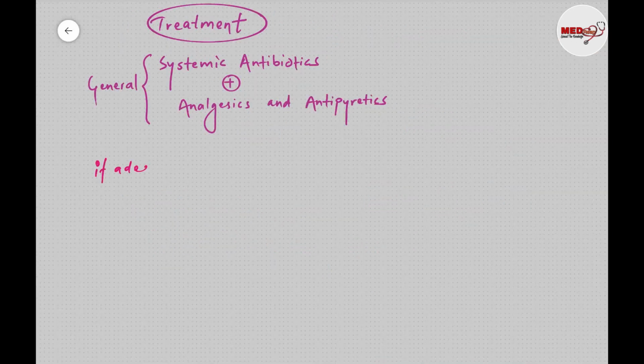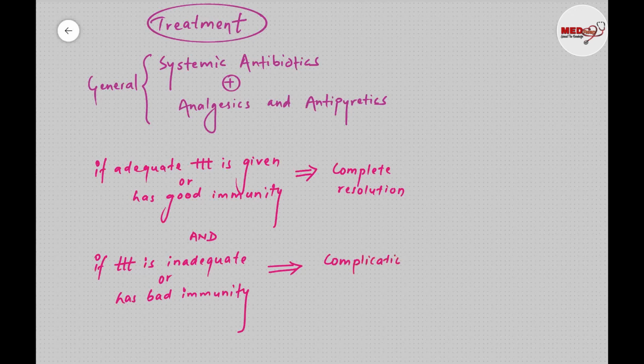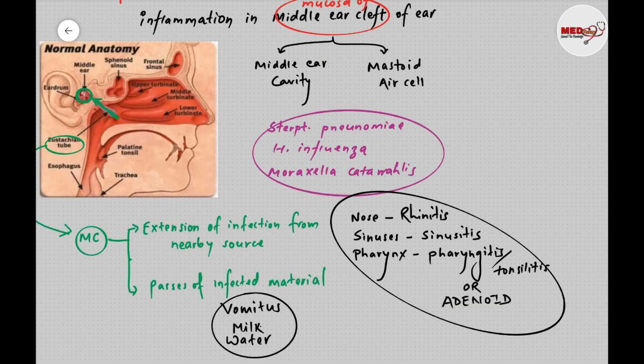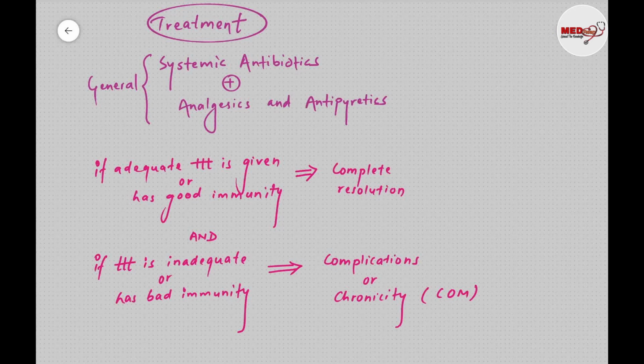So if the person gets adequate general and local treatment, or if he has good immunity, acute otitis media will resolve completely. On the other hand, if treatment is inadequate or if he has bad immunity, then there might be chances of complication, or the condition may become chronic, which we call chronic otitis media. So far we have discussed the causes of otitis media, its 5 stages, and signs and symptoms of each stage, and finally we have discussed the treatment, both general as well as local.